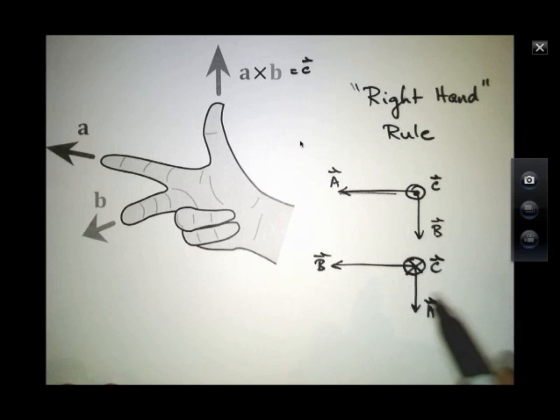We haven't said anything about the magnitude. The right-hand rule simply tells you something about the direction, and the magnitude comes from our previous prescription.